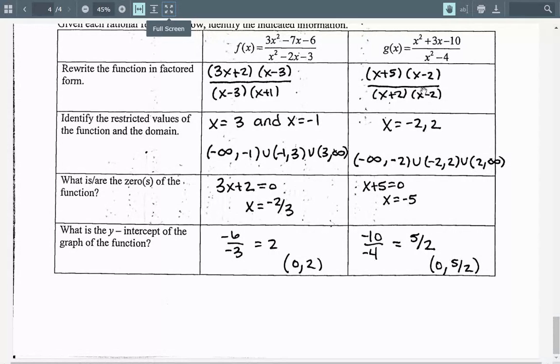Since x minus 2 cancels out, we set x plus 5 equal to 0 to find our x-intercept, or the zero of our function. This graph will cross the x-axis at negative 5. To find the y-intercept, we divide our constants, negative 10 divided by negative 4, and get 5/2. This graph crosses the y-axis at 5/2, which is 2.5.